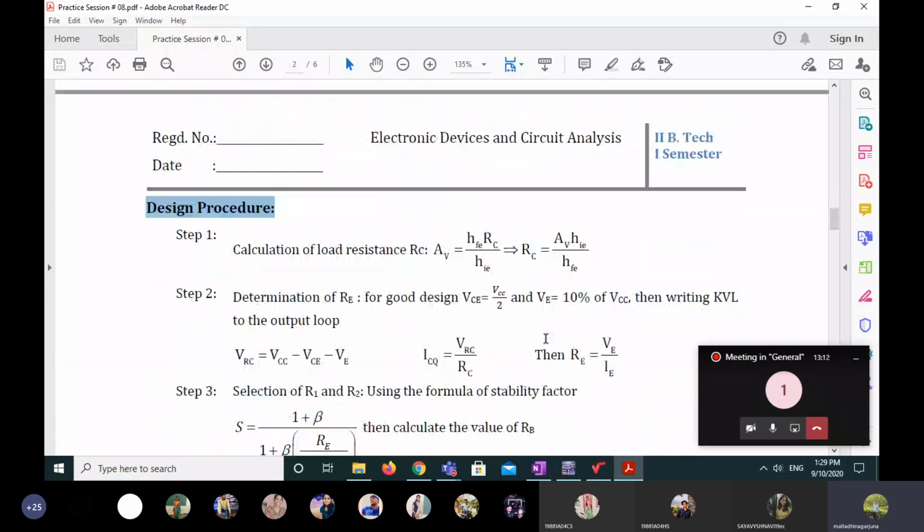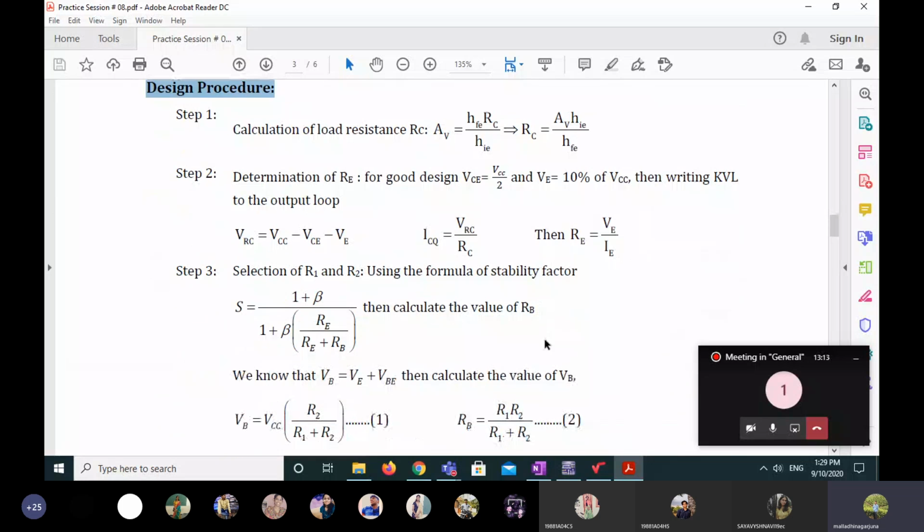Next, the design procedure. Note down the steps: step 1, step 2, step 3. This is a procedure to calculate the parameters, to calculate the circuit components. Note down this.